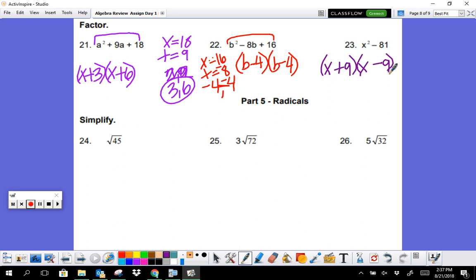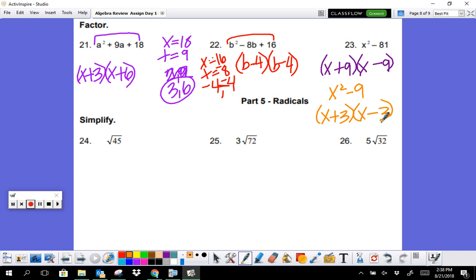Let me just give you another quick example of one like that. Let's say you have x squared minus 9. Okay, so here, because this is a difference of squares, I know one's plus, one's minus. What times itself gets you x squared? That would be x. What times itself gets you 9? That would be 3.